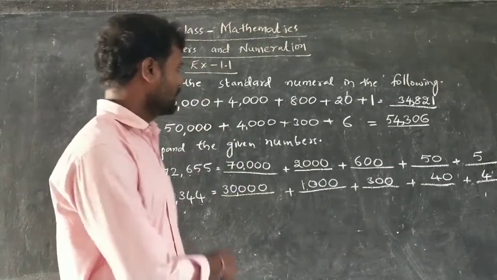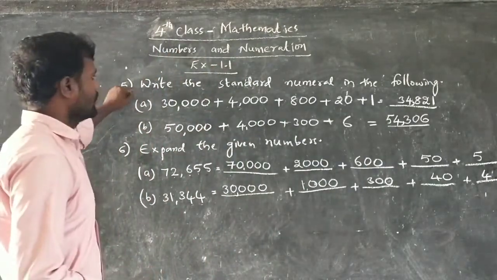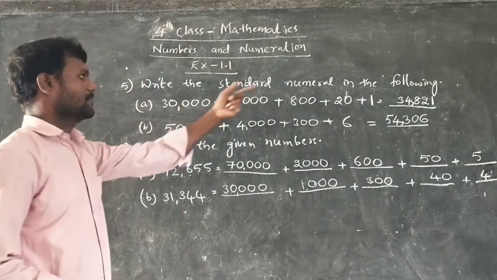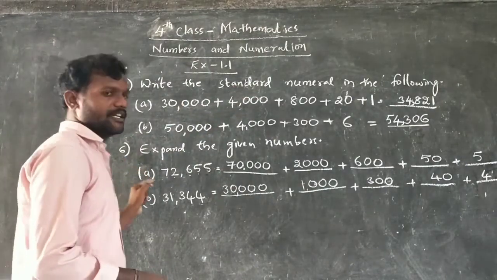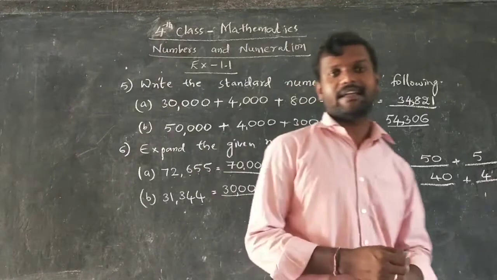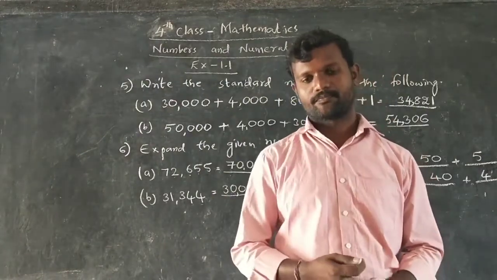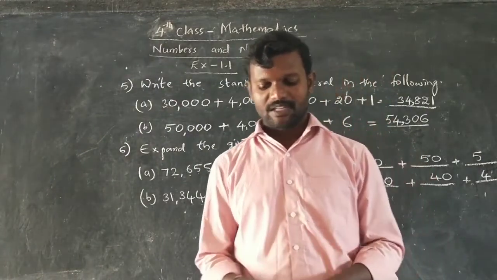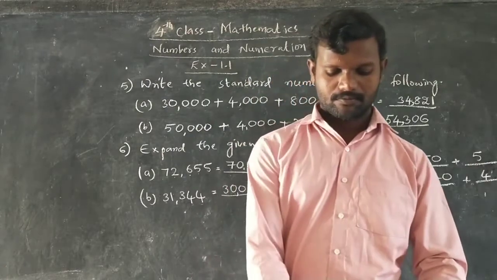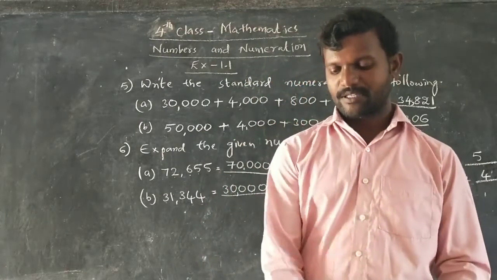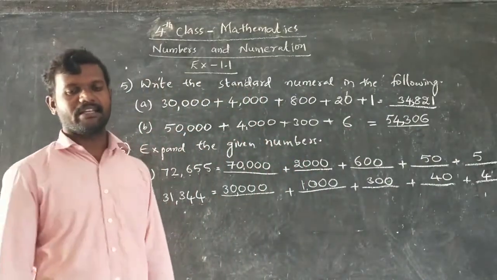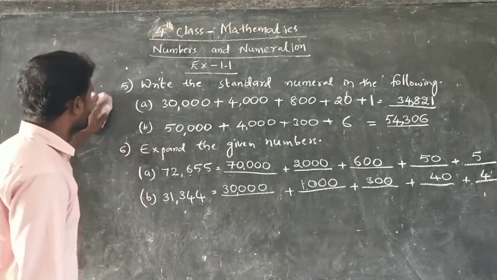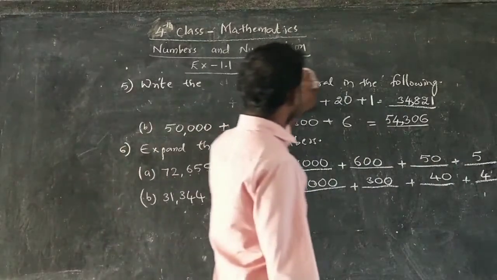In the 6th bit, write the expanded forms. The 5th bit is what? Write the standard form. If the expanded form is given, you have to write standard numbers. And the 6th bit is to write the expanded form of the given numbers. Okay, and next, the 7th bit. Write the place value of the colored digit in each of the following.